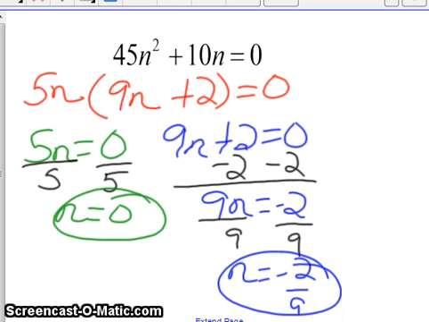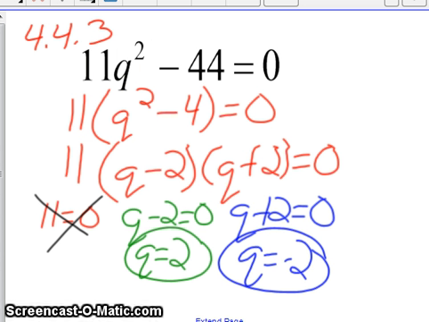So anyway, here my GCF was 5n, and that GCF gave us a solution. It gave us 0. In the previous problem, my GCF was 11. There was no variable in the GCF, and so that did not give us a solution. So the moral of that story is that sometimes the GCF gives you a solution, sometimes it does not. Okay, just be careful.